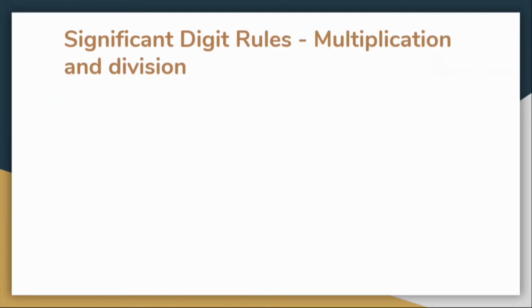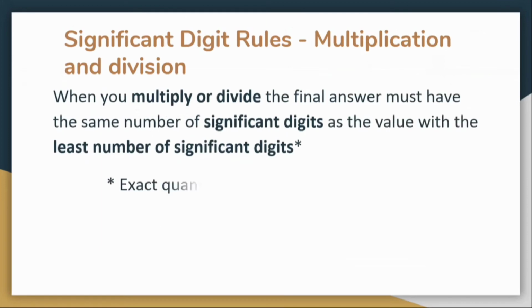Significant digit rules, multiplication and division. When you multiply or divide, the final answer must have the same number of significant digits as the value with the least number of significant digits. Remember that exact quantities don't count.